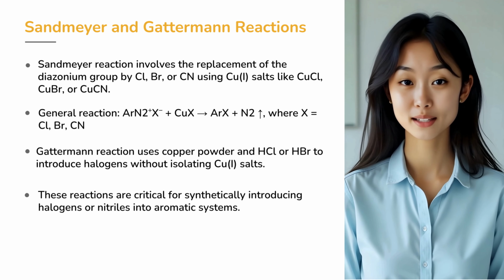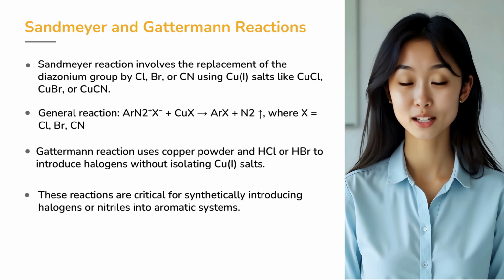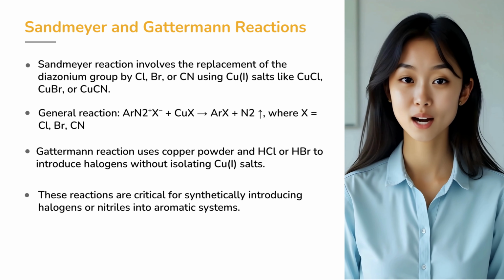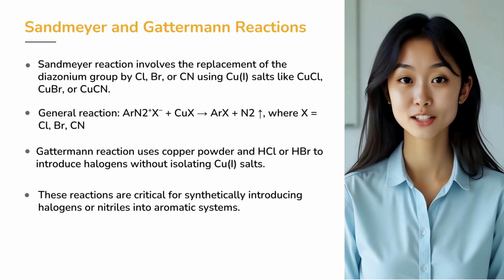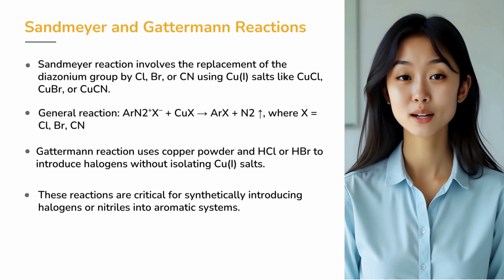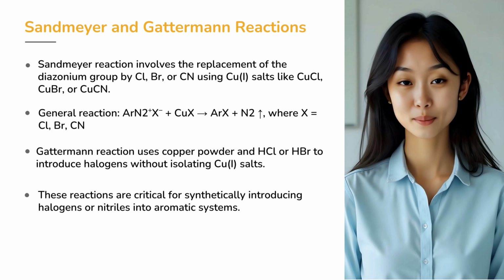On the other hand, the Gattermann reaction is the shortcut hero. Instead of isolating copper(I) salts, it uses copper powder with hydrogen halides like hydrochloric or hydrobromic acid to introduce halogens onto the aromatic ring directly and efficiently. No fancy copper salts, just good old copper metal and acid.